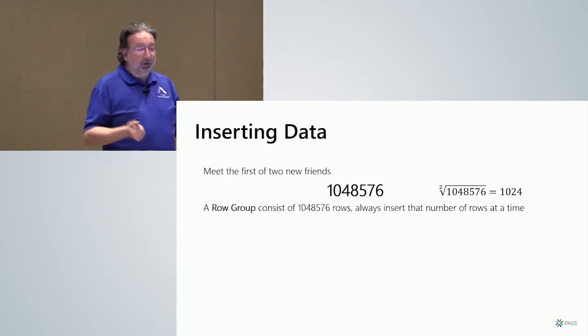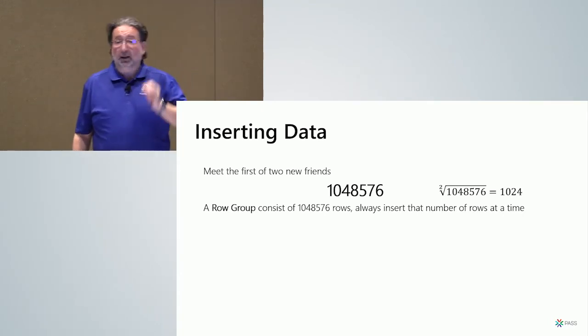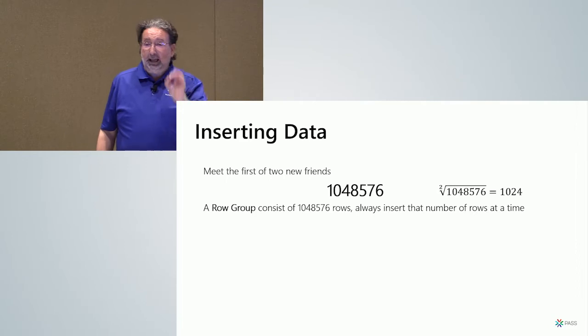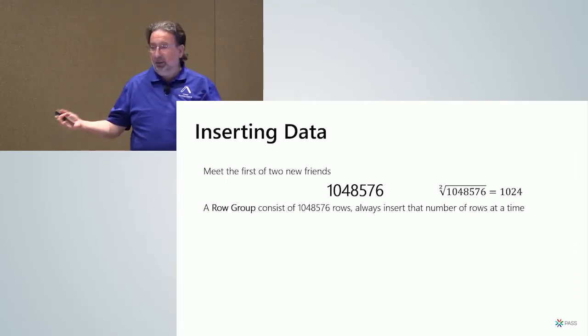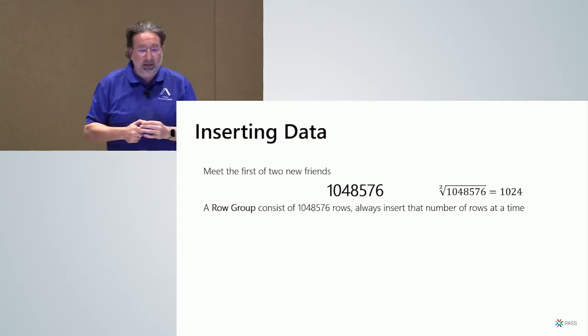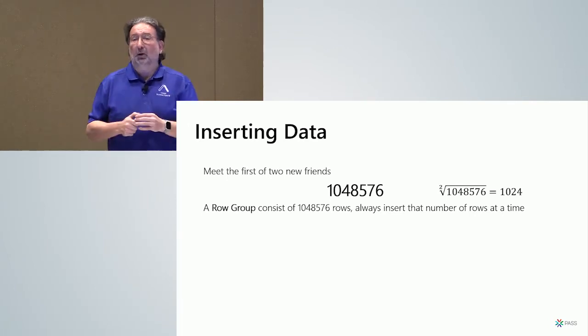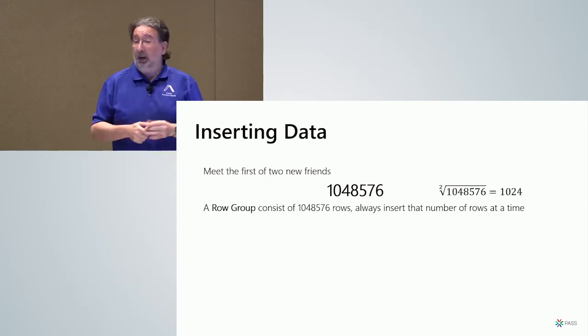So a row group consists of that many rows. The perfect way to fill a column store is always to insert that many rows in one go. One insert statement, which has to be a bulk insert statement because that's the only one that can do that many rows, should insert that number of rows in one go. You can do less and you can do more, and I will tell you why it's bad.